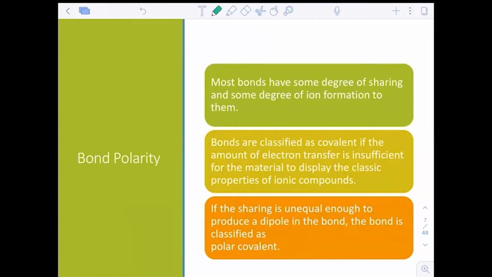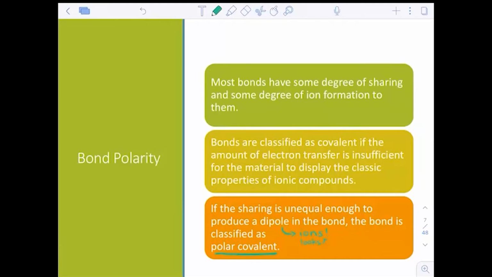So if the sharing is unequal to produce the dipole or the actual ions, right? Think about those little magnets, the plus charge and the minus. If there is an unequal sharing to produce the dipole, it starts to look like ions. And instead of classifying it as ionic, we're going to start classifying it as polar covalent. So it might look like ions, but we'll still be able to say, yeah, it's covalent, they're shared, but they're not equally shared.